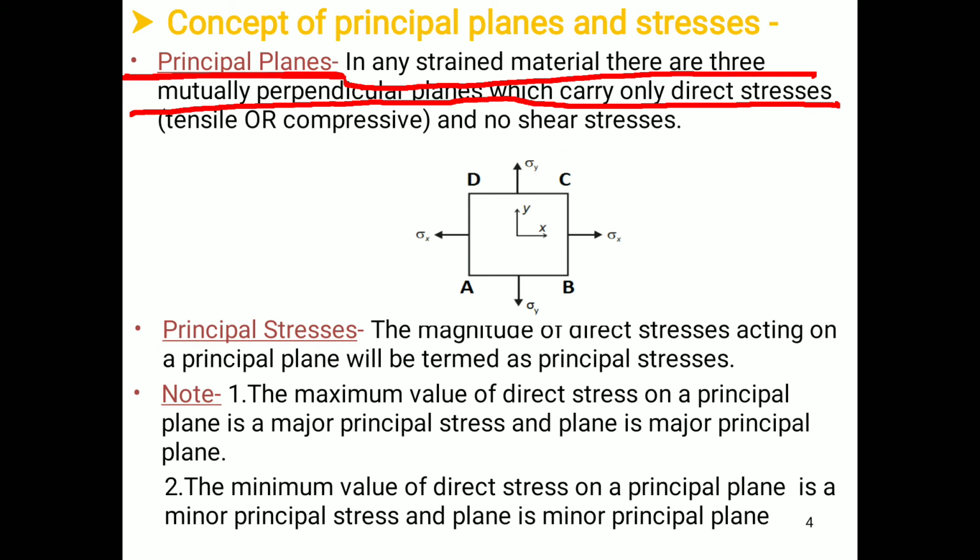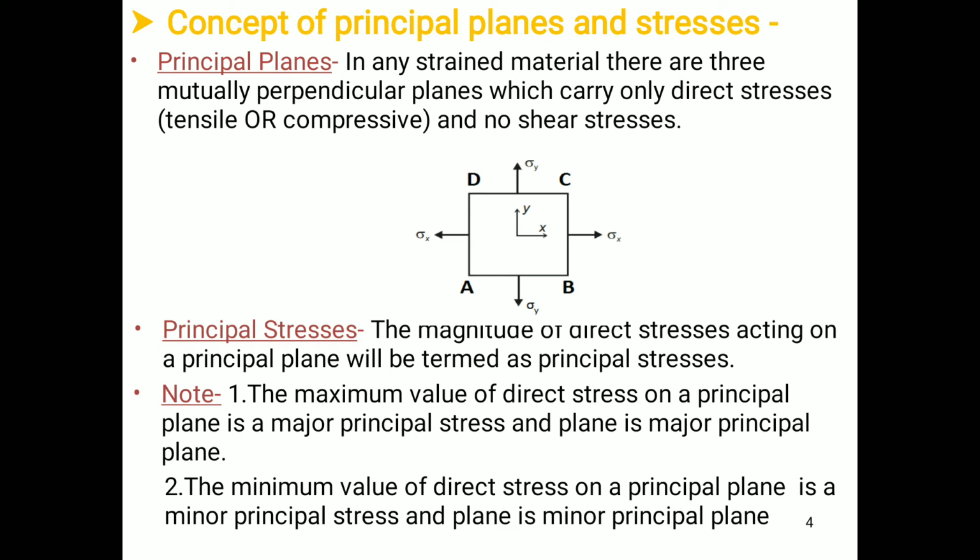In a strained material, which means it is subjected to external load, so it is under the state of strain. Okay, it has three mutually perpendicular planes. Three mutually perpendicular planes means a three-dimensional one, which carries only direct stresses. It may be tensile in nature or compressive in nature, but it does not carry the shear stress.